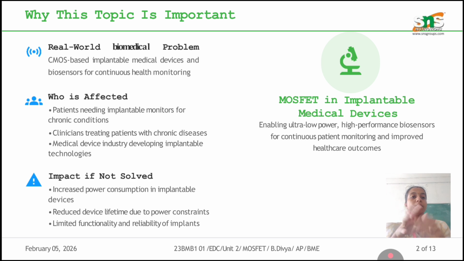For continuous health monitoring systems, for the patients who require continuous health monitoring, these implantable medical devices with the help of biosensors will be very helpful. Generally we know that elderly patients and chronic disease patients are very specific about this continuous health monitoring. So with these implantable medical devices with the help of MOSFET, this continuous health monitoring is feasible and it will be very helpful for the patients. Who is affected?